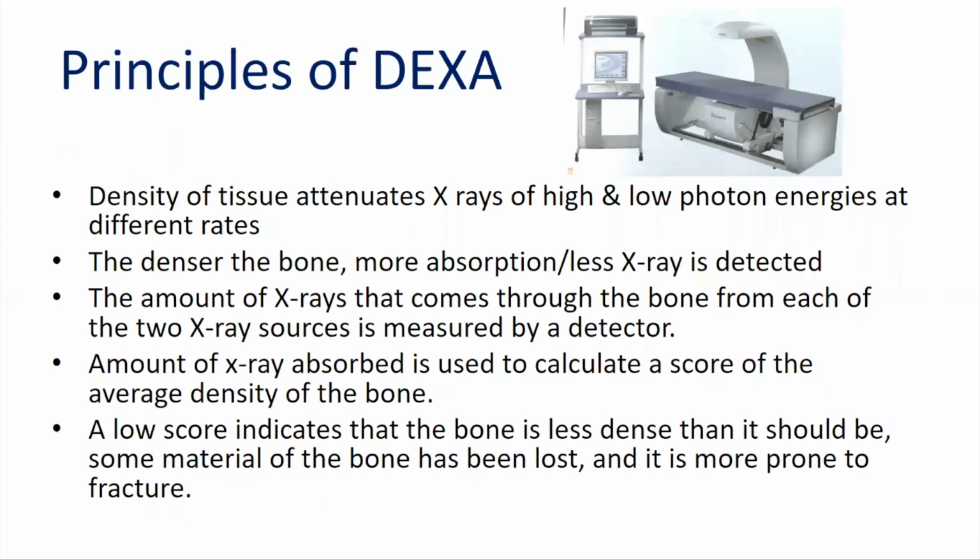So the principle of DEXA is that the density of tissue attenuates X-rays of high and low photon energies at different rates. So in other words, the denser the body part, there's going to be more absorption, and then less is going to be detected by the array detector at the top.